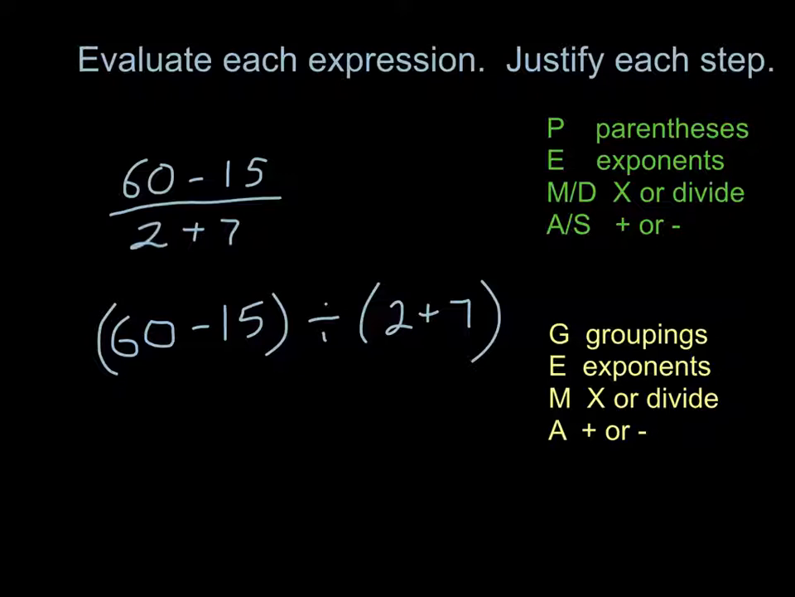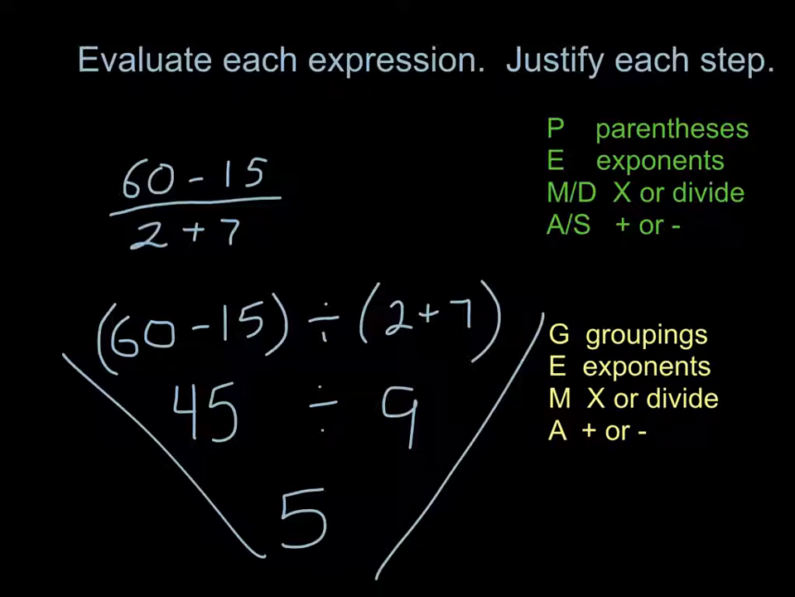Now I'm ready to solve. Order of operations says I do my groupings or parentheses first. So I'm going to go left to right. That's 45. And I rewrite the rest of the problem. And now my next grouping is 9. And now I just solve it like that. Again, it narrows down just like that, and that's my answer.